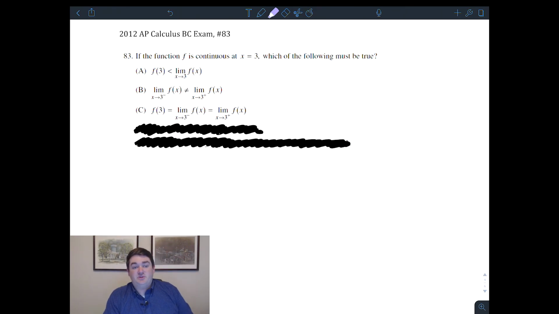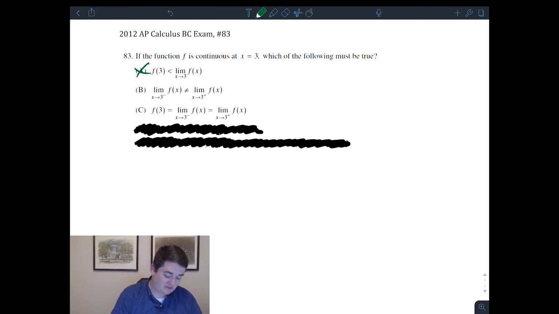And last one for today, 2012 BC number 83. If a function f is continuous at 3, which of the following must be true? Answer choice A, f of 3 is less than the limit as x approaches 3. That's not right. If it's continuous, then those have to be equal to each other, so that's out. Answer choice B, the limit from the left doesn't equal the limit from the right. Well, if it's continuous, the limit must exist, which would mean the left and right-hand limits would have to be equal to each other.